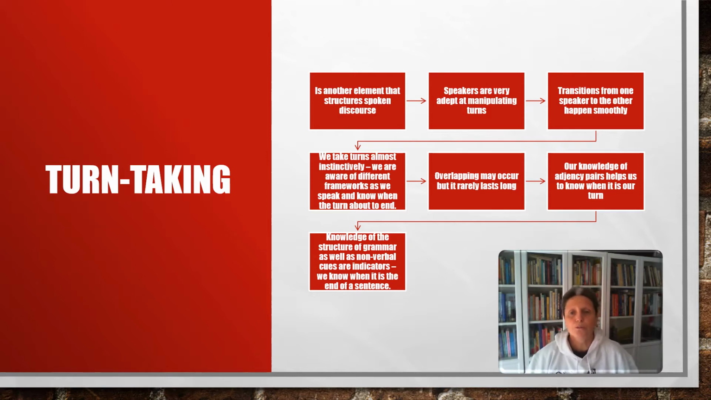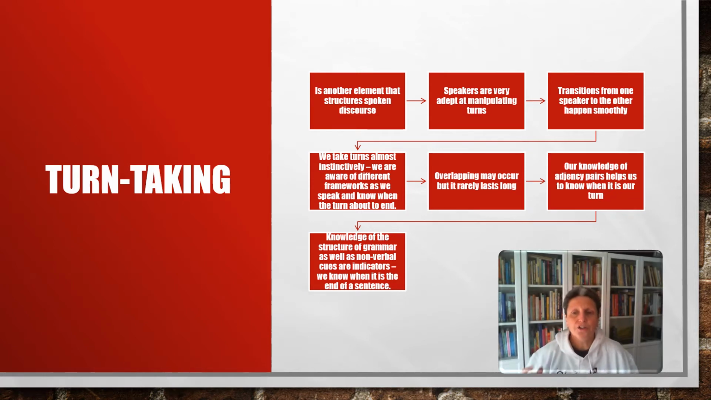We take turns almost instinctively, like we know when the end of the sentence is coming and we know when we are to respond. We're very aware of the different frameworks that we use to speak in, and we know when our turn ends and when it begins. Although overlapping may occur, it doesn't last long, and it's usually an indication of either excitement or enthusiasm, or it could be familiarity, where the two speakers overlap saying the same thing because they're so familiar with each other and how they speak.